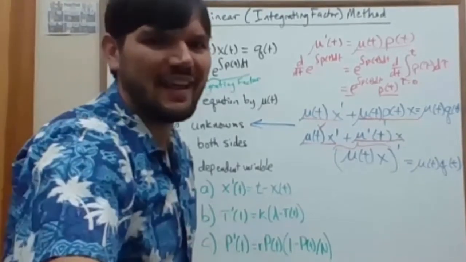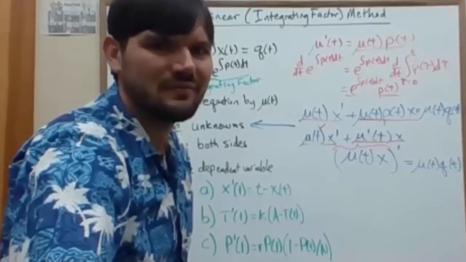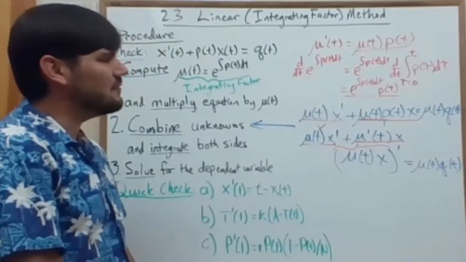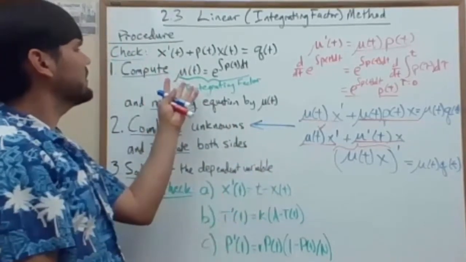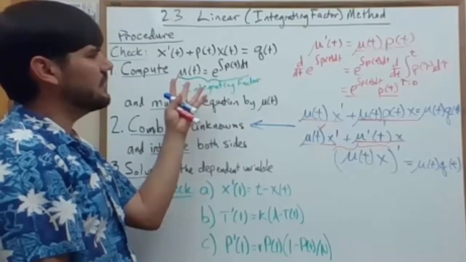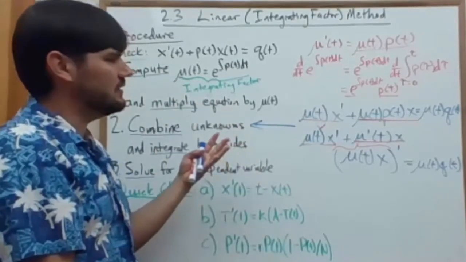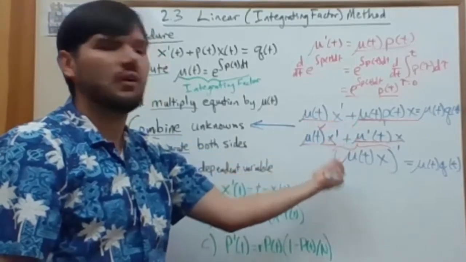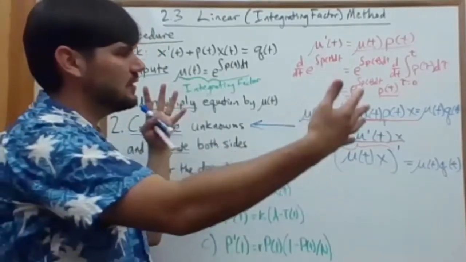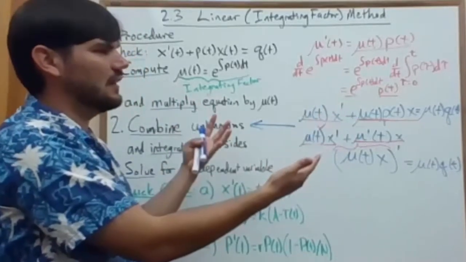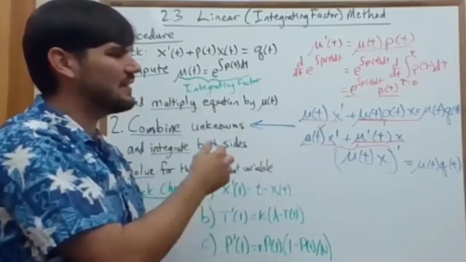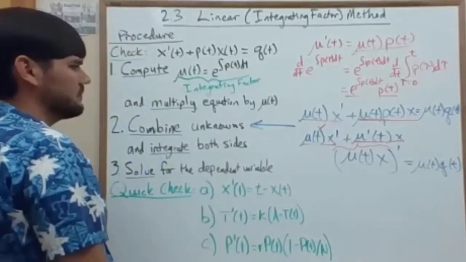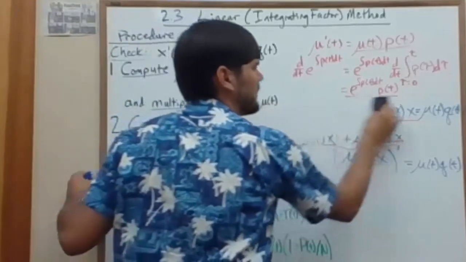Okay, so now that we have verified that our integrating factor is the right kind of function to give us a reverse product rule, we can then combine our unknown terms together into one derivative of a product. Okay. Erase all that.